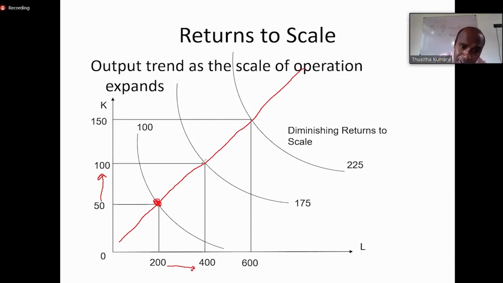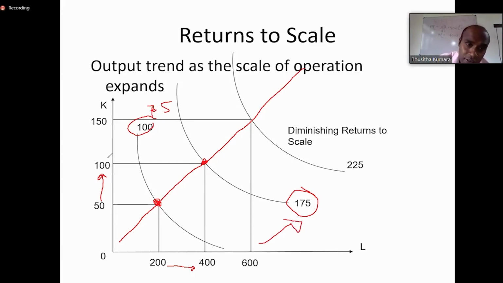Then let's look at which isoquant we are going to stay on. We will be staying on an isoquant like here, which says 175. Previously it was 100, so the difference is 75. So it is 75%. Right. When we double both inputs, our output is less than double.